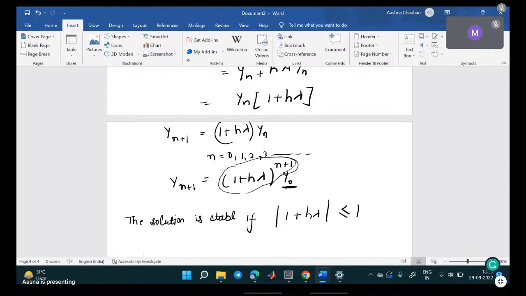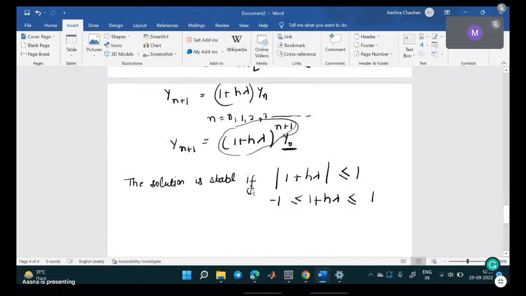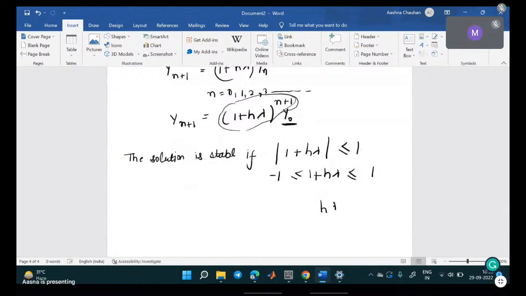So it is necessary that the modulus of 1 plus h lambda should be less than 1, or I can write it down as 1 plus h lambda should be less than or equal to 1 and greater than or equal to minus 1. Also, h lambda should be less than or equal to 0 and greater than or equal to minus 2. Right? I'm shifting this 1 towards the right side and the left side.